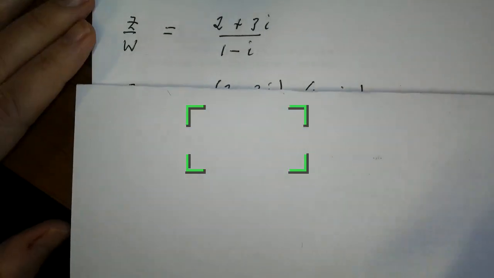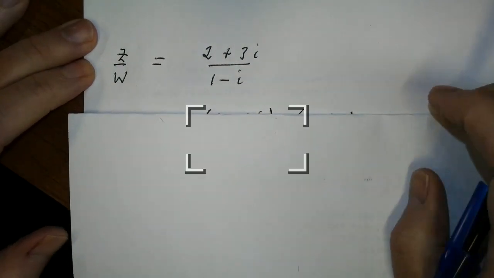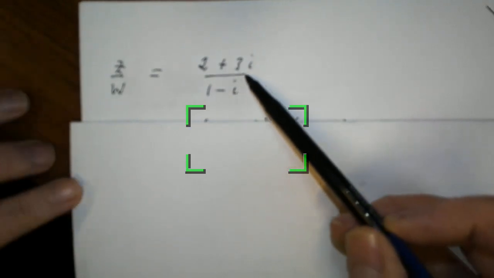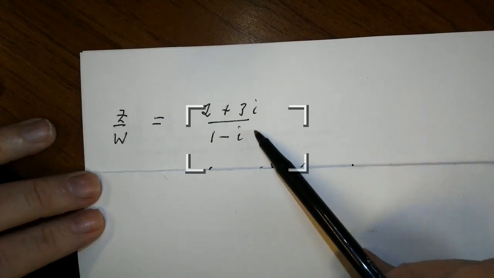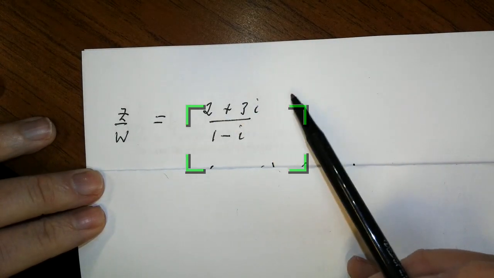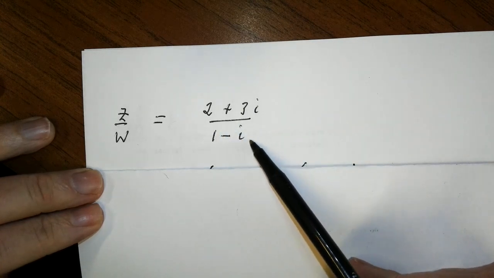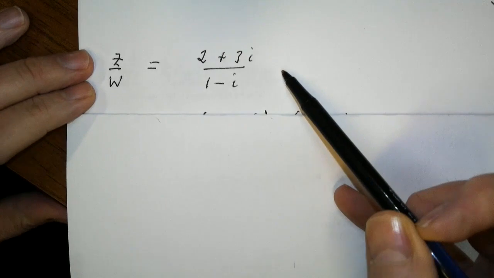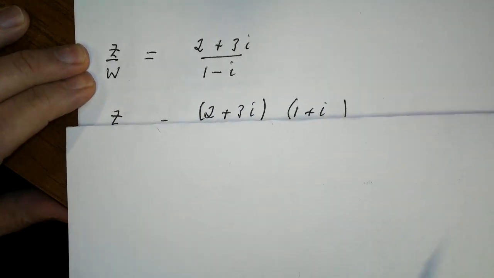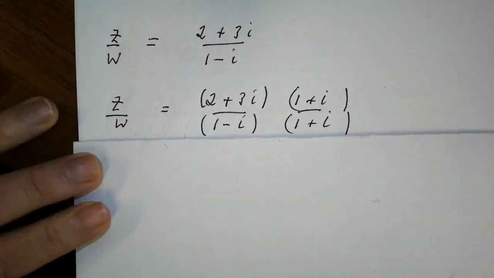Another example, z over w. We can write this in the rectangular form a plus bi as well. And the way we do that is we multiply by a form of 1 consisting of the complex conjugate of the denominator divided by itself. In this case, it would be 1 plus i over 1 plus i.